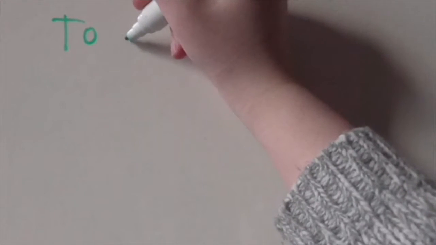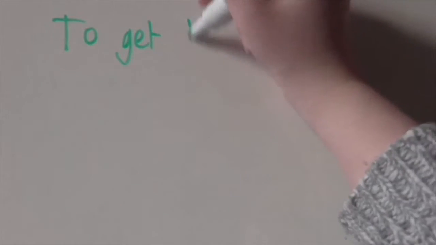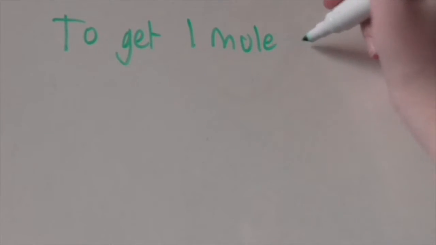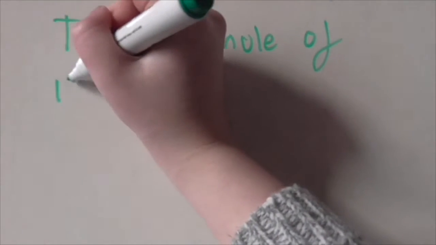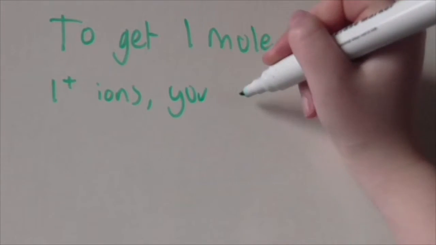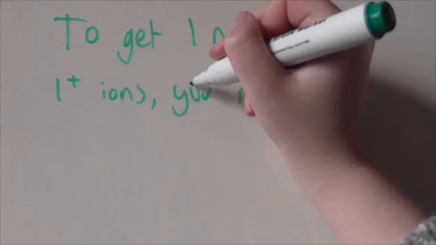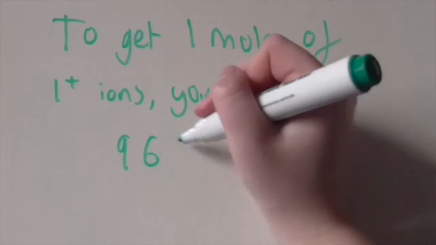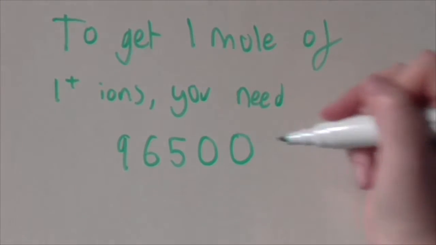The other bit of maths which you have to know about is that to produce 1 mole of 1+ ions, so positive ions, which are cations, remember, you have to use 96,500 coulombs of electricity.